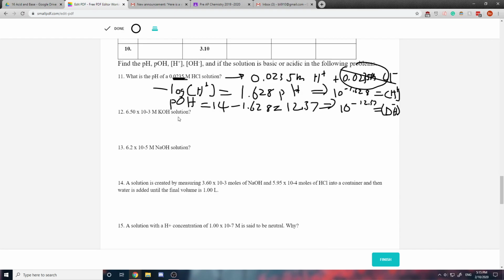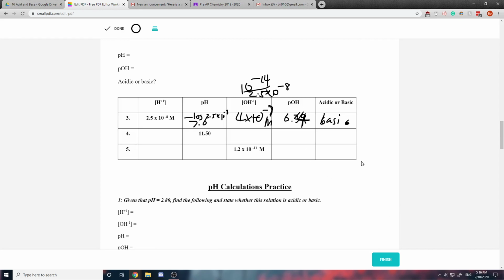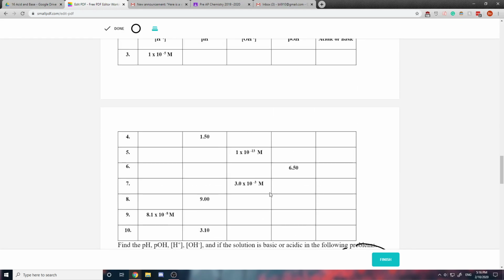Same thing for this problem, right? You can find your OH concentration, which you can use to get your pOH, right? Because taking a negative log of your OH concentration gives you pOH. Now you should be able to use this table to get your other three values.